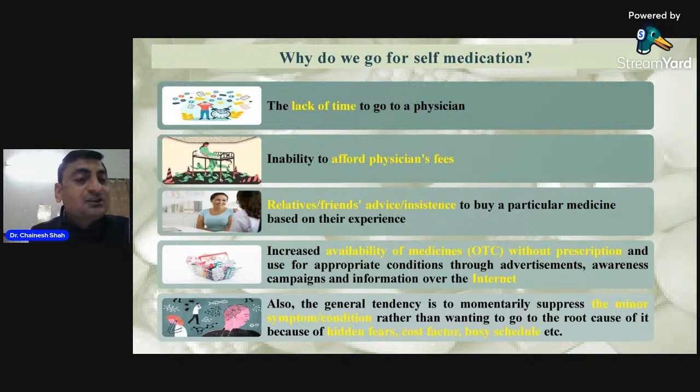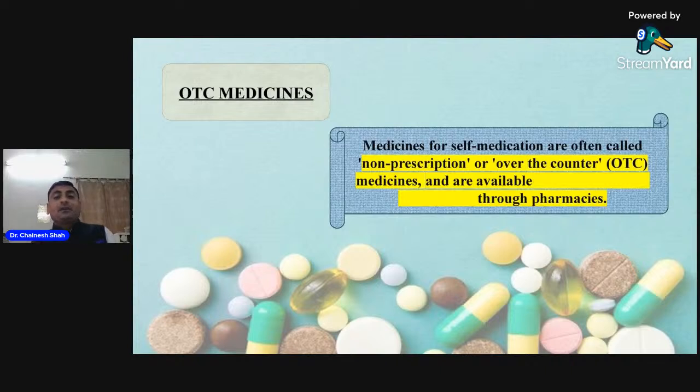Not for Schedule H or Schedule X drugs. So moving next to my slide, OTC medicine. What are the OTC medicines?